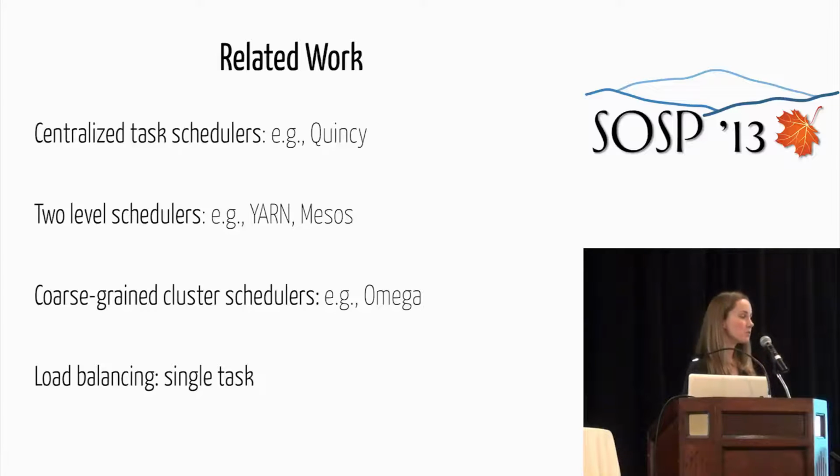The final category of work, and the stuff that's most similar to Sparrow, is work on randomized load balancing, used in things like web architectures. These approaches are focused on an environment where you just have to schedule a single task, and as a result, they're not suitable for these parallel workloads. Tail performance is still too high to be used on these jobs that are composed of hundreds or thousands of parallel tasks.